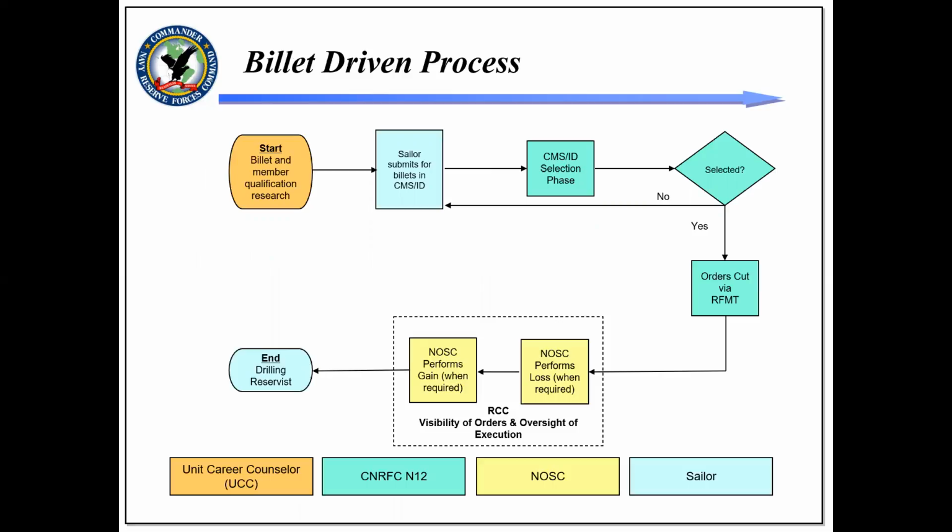Billet-driven process. Start. Billet and member qualifying research. Sailor submits billets in MNA selection phase. If you are selected, then your orders will be cut via RFMT. The NOSC will perform a loss and you will be gained to your new NOSC. Then you will become a drilling reservist.